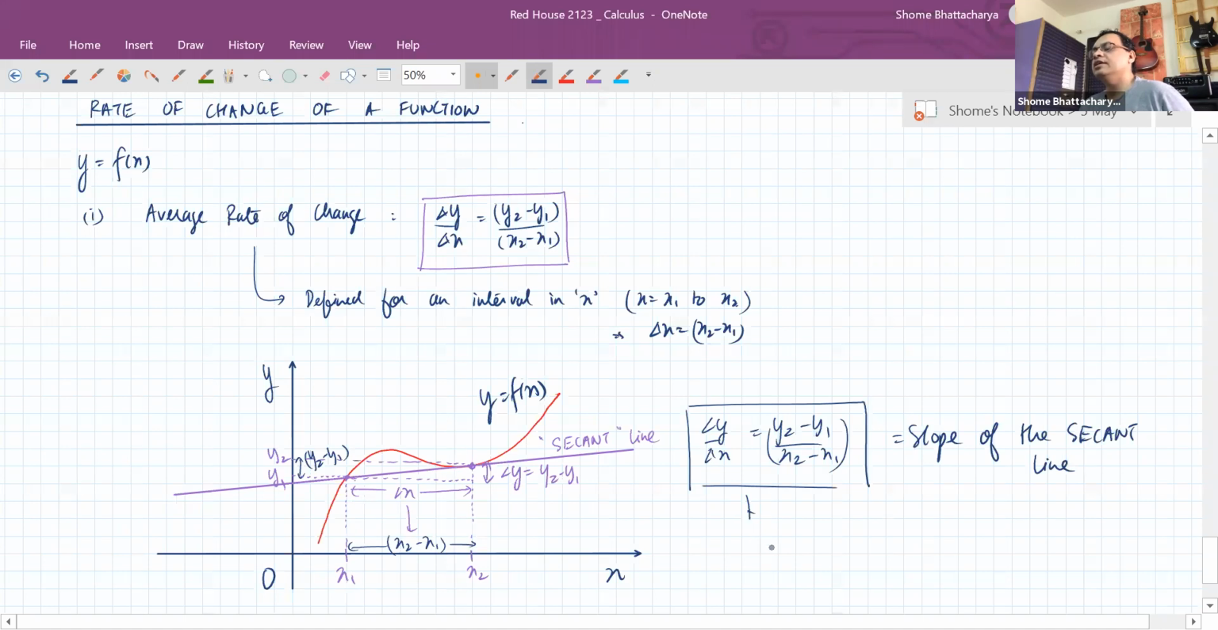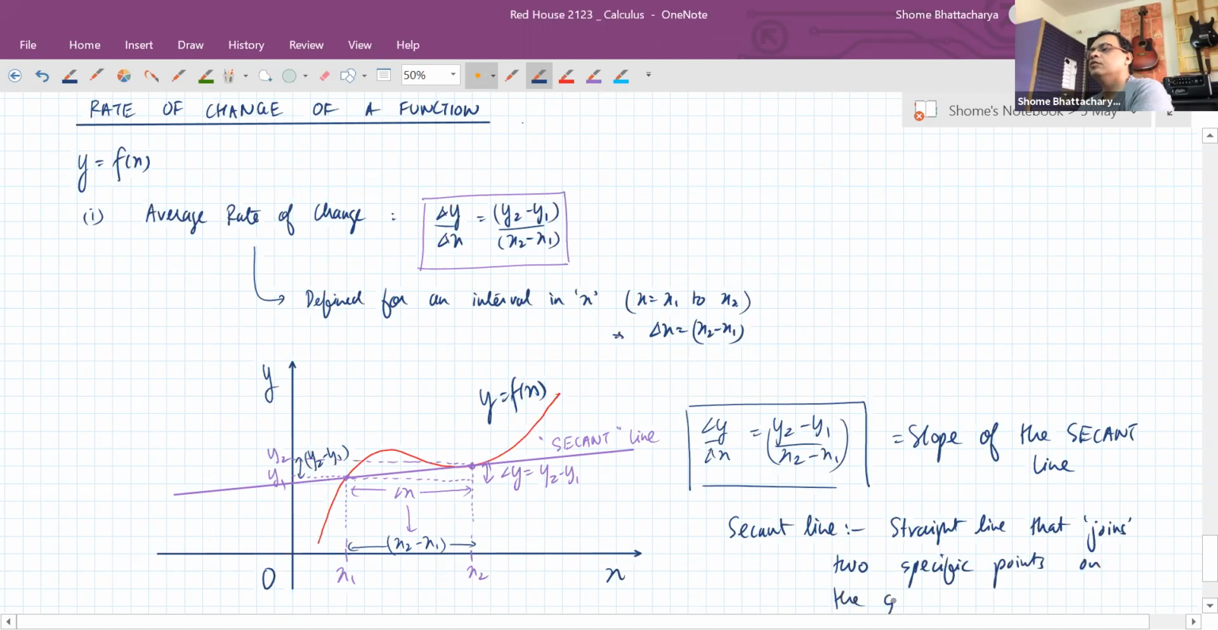And what is a secant line? It is a line that specifically joins the 2 points x1 and x2 on the graph. It is the straight line that joins two specific points on the graph at x equal to x1 and x equal to x2.